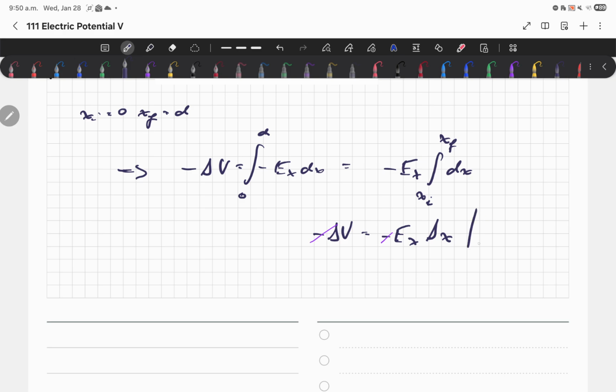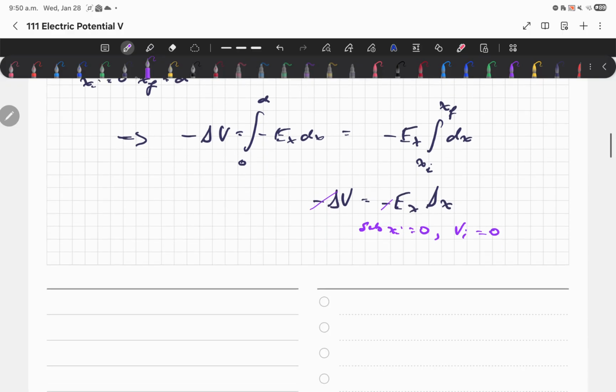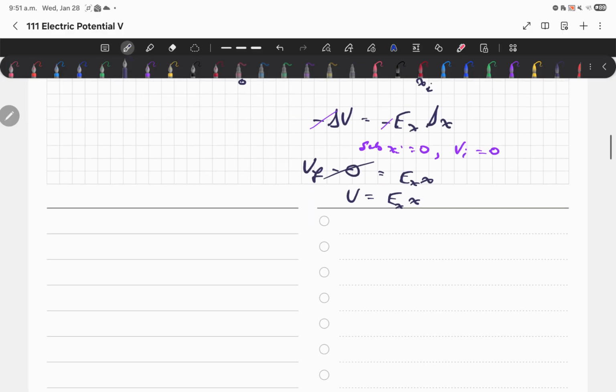Now, if you remember back to last class, we did the same problem for the potential energy. For the potential energy, we got QEx. So potential is Ex, potential energy is QEx. If we sub this one into this one, we get the relationship U equals Q times V, which is the same thing we just got a couple slides ago relating potential difference and potential energy.